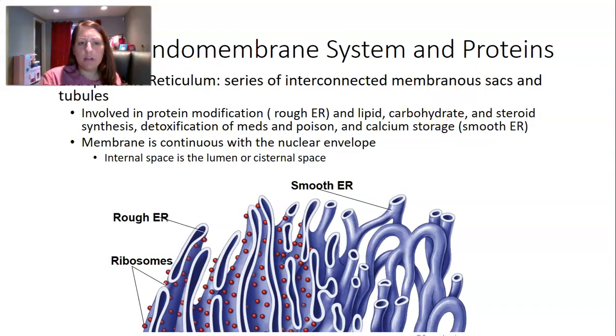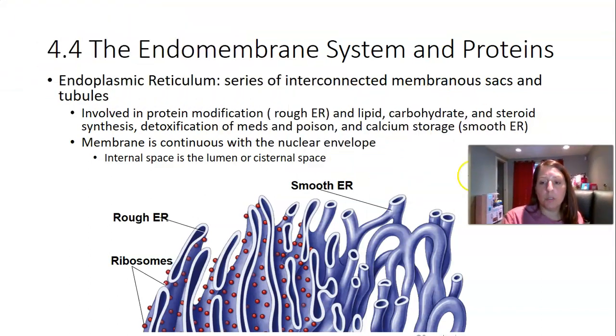Okay, so we've already talked about the nucleus and the nuclear envelope. Let's go to the next part of the endomembrane system, which again is continuous with that nuclear envelope, the ER, or endoplasmic reticulum. Again, this is a series of interconnected membrane-bound, hollowed out sacs and tubules, and it is continuous with the nuclear envelope.